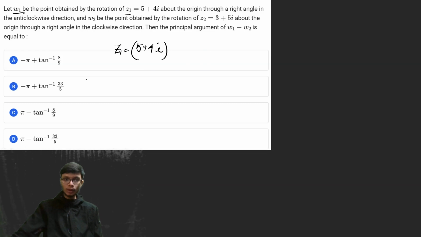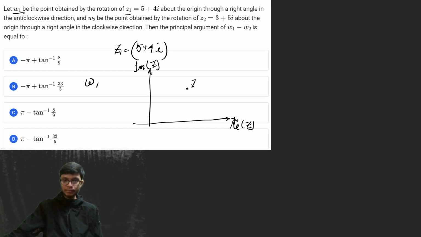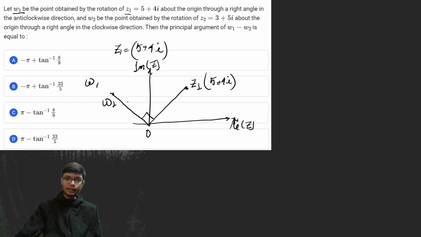So let us first find W1. If you look at Z1, you can take help of the geometrical implication: the x-axis means the real part of z, and the y-axis implies the imaginary part of z, and Z1 is a complex number, a point, 5 plus 4 iota. If you connect it from the origin and rotate it through a 90-degree angle, W1 becomes equal to this, and this angle is 90 degrees.